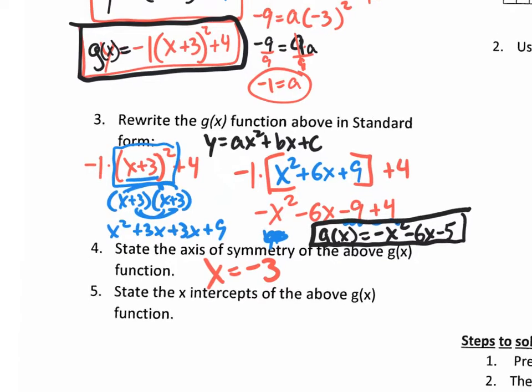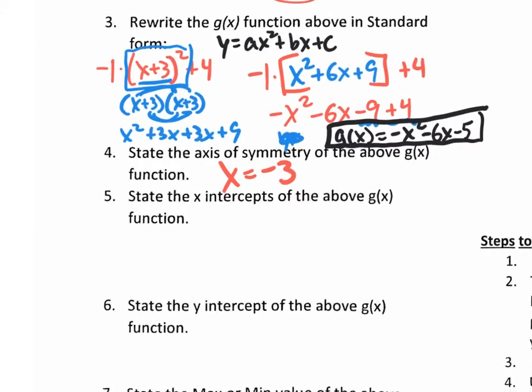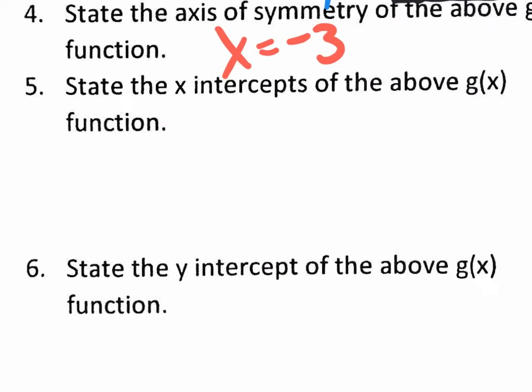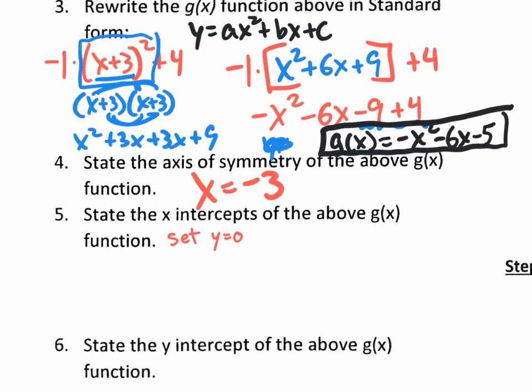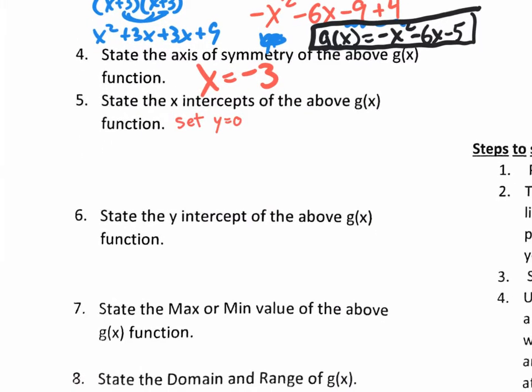Number 5, state the x-intercepts of the above g of x function. How do you find the x-intercept anyway? You set y equal to 0 and solve. So which one do you think would be easier to work with? Remember, g of x is really y. So would it be easier to set this equal to 0 or set this equal to 0 and solve? Either one. Let's go with standard this time since we use the vertex on the other one.